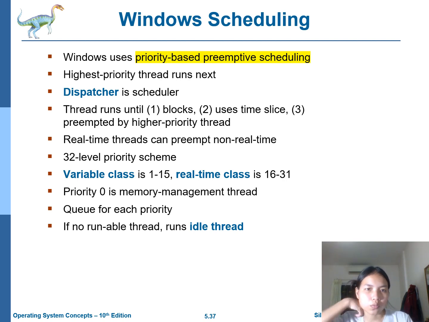Windows sharing. Windows uses priority-based preemptive sharing. The highest priority thread runs next. The dispatcher is the scheduler. A thread runs until it blocks, uses its time slice, or is preempted by a higher priority thread. Variable class is 1 to 15. Real-time class is 16 to 31.